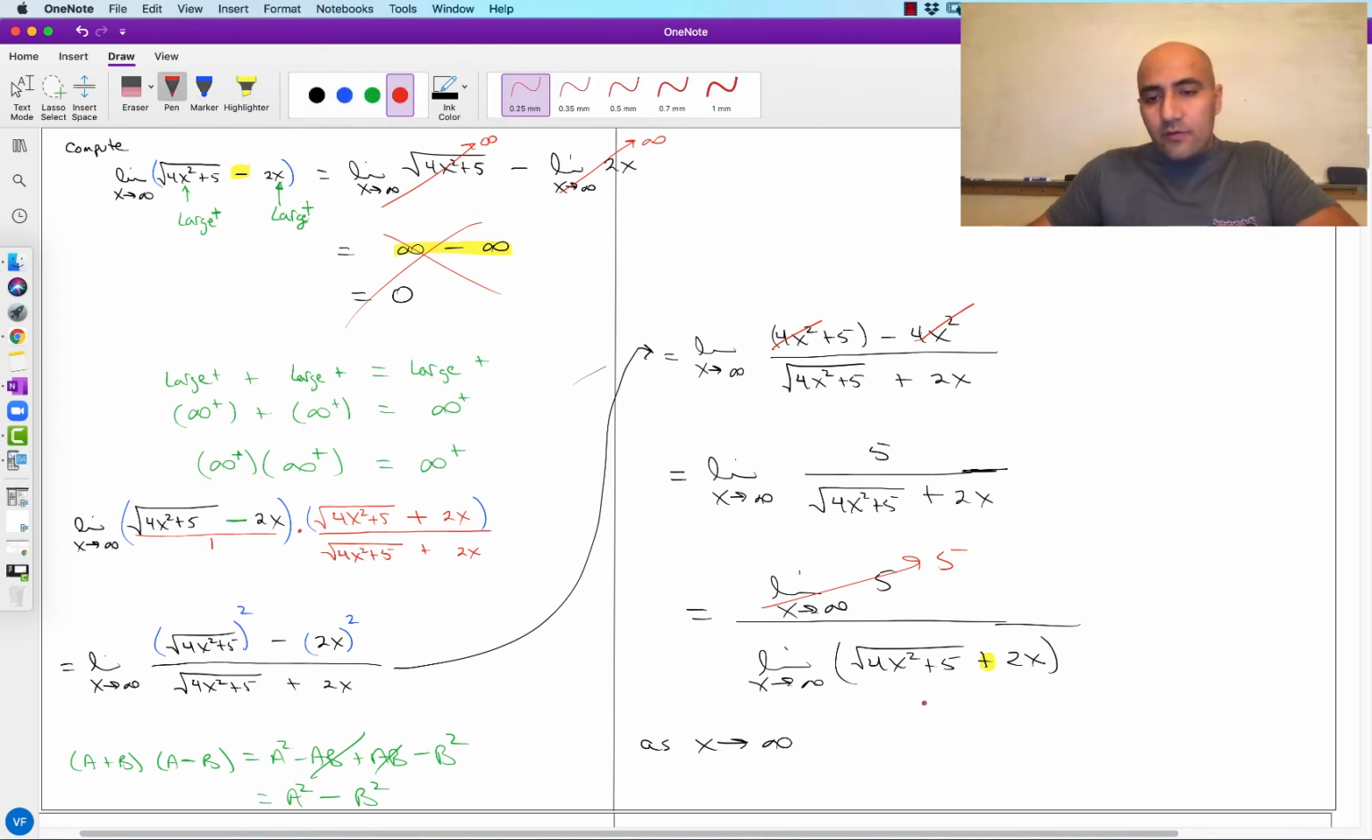So this guy is going to be growing toward positive infinity, and then this guy is also going to be growing toward infinity. So the whole denominator is growing toward positive infinity. Therefore, the whole thing will be growing toward 5 divided by a positive infinity. And if we have a fraction where the numerator is a constant and the denominator is getting infinitely large in the positive direction, you know the whole thing is growing toward 0. So that's the limit of this answer.